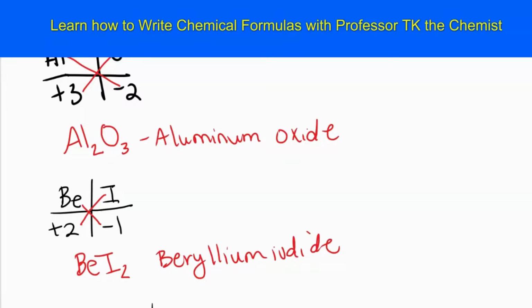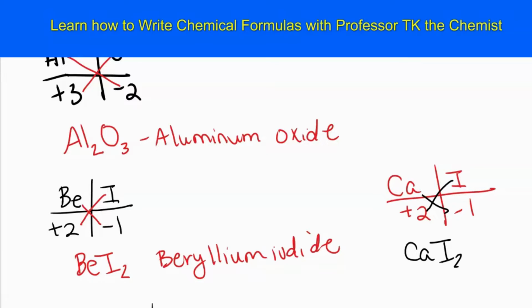So in other words, I'm going to replace Be with Ca for calcium. So here it is. Calcium has a +2 charge. Iodine has a -1 charge, and they're going to swap. Calcium takes the 1, but the 1 is understood, so we don't have to write it. Iodine takes the 2 as a subscript, and so we write calcium iodide.